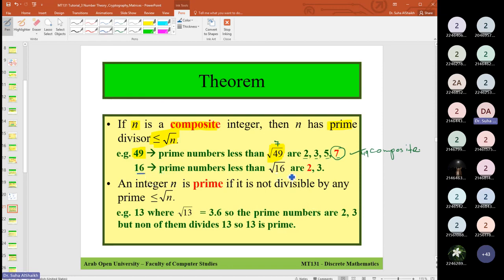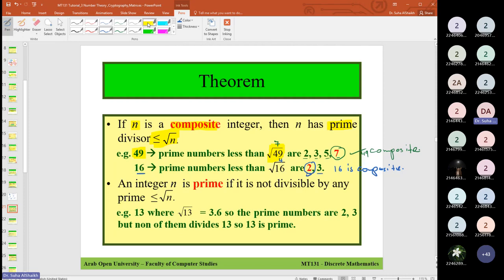Now check 16. We find the root of 16. The root of 16 is 4. We list all the primes less than or equal to 4, which are 2 and 3. The 3 is not dividing 16, but 2 is dividing 16, which means 16 is composite, because I was able to find one of the two numbers dividing 16.